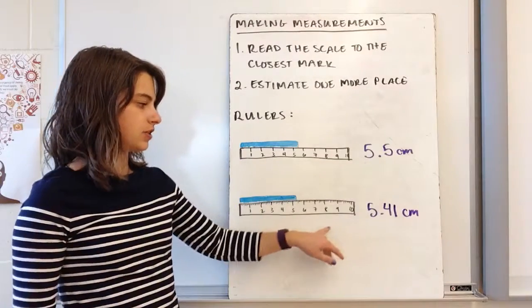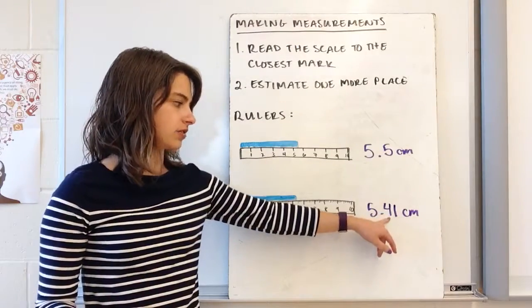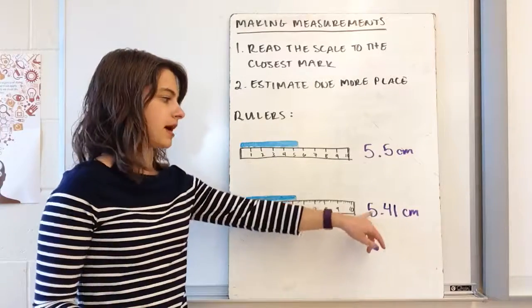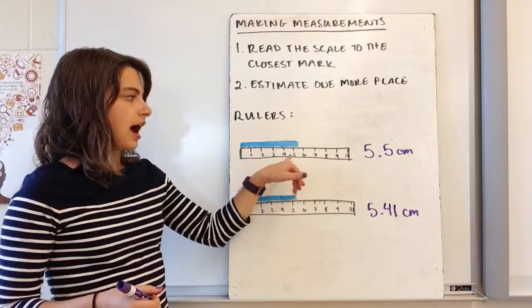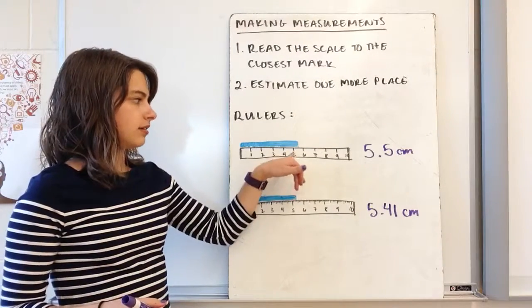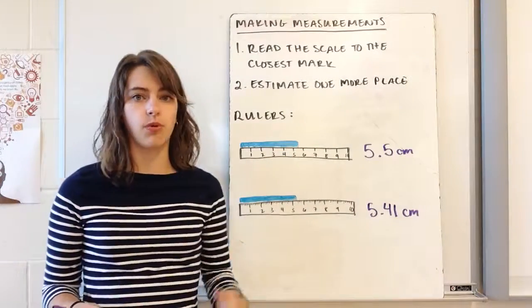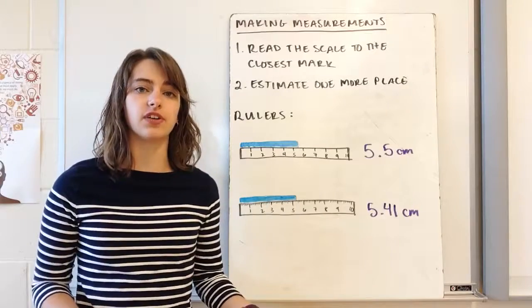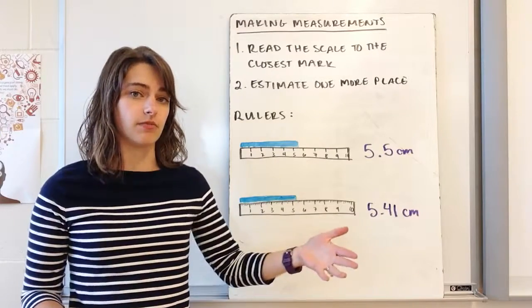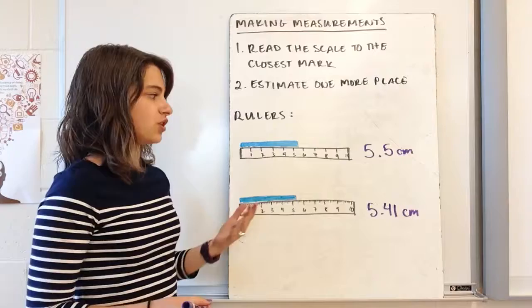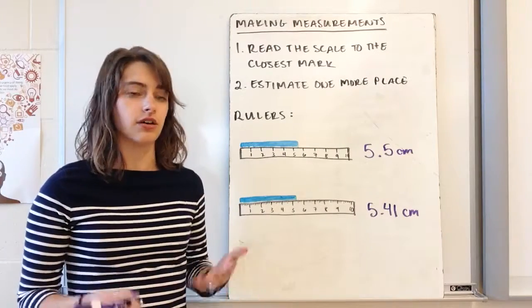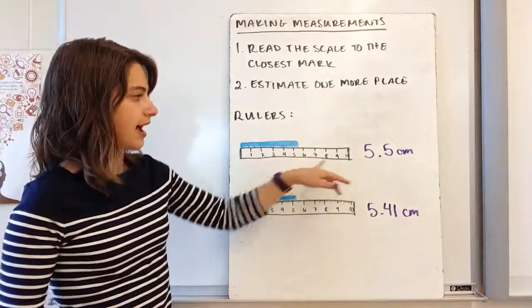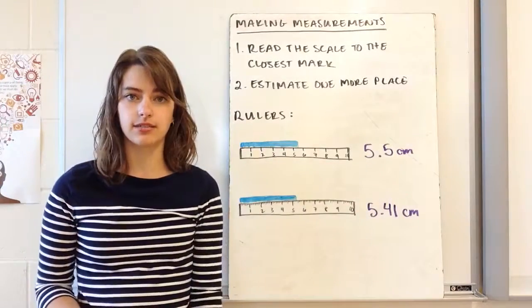So I'm going to say 5.41 centimeters. Using this ruler, you have two known values and one estimation, so you get a better reading. For the first ruler, I could not say that the length of that bar is 5.75 centimeters, even if it looks like it's three-quarters of the way between 5 and 6, because I don't have the tick marks to be able to estimate out to the hundredths. I only have the tick marks so I can estimate to the tenths.